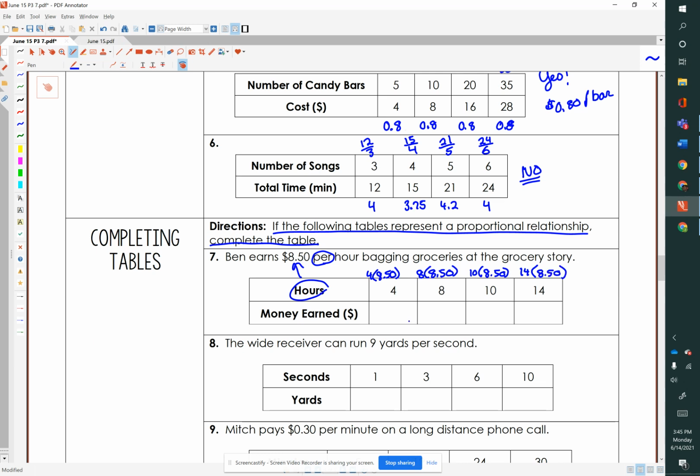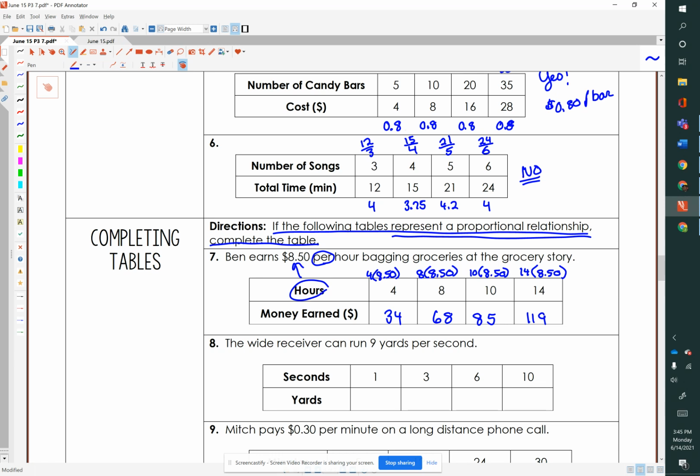And 4 times 8.50 is 34. 8 times 8.50 is 68. 10 times 8.50 is 85. And 14 times 8.50 is 119. And this is the proportional relationship. These all are because they told us they represent a proportional relationship.